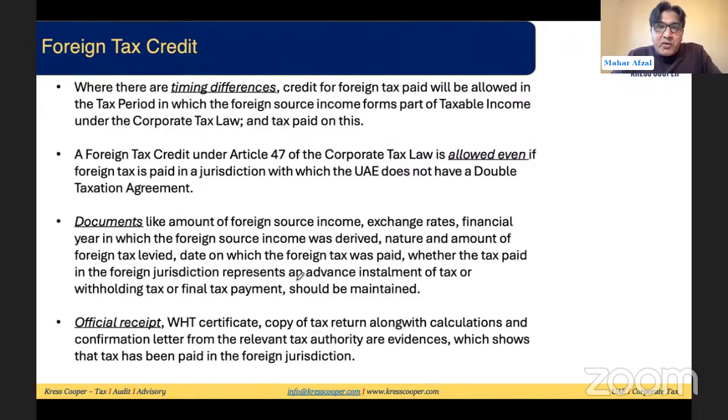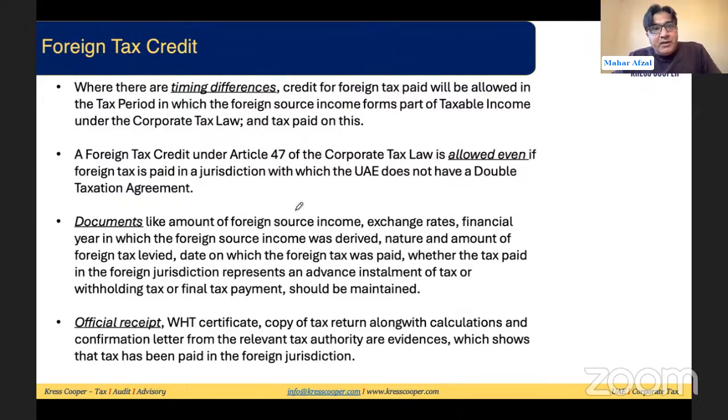Assuming outside the UAE you are following the accrual basis, and in the UAE you are following the cash basis. So foreign source income will be taxable in the UAE on a cash basis. So any foreign tax that you already paid earlier will be considered at that time. Apple to apple comparison. When the income will be taxable, you will be able to take the foreign tax credit. When the related income will not be taxable, you will not be able to take the foreign tax credit.